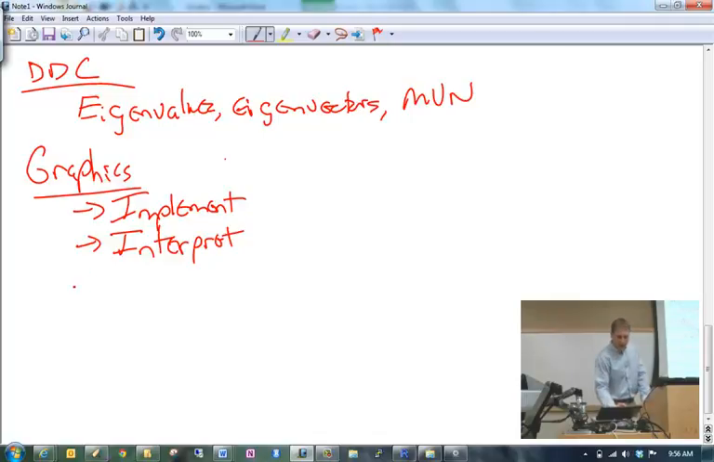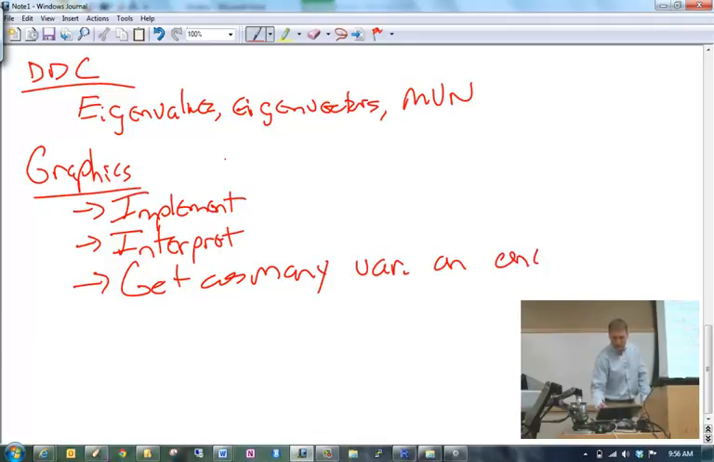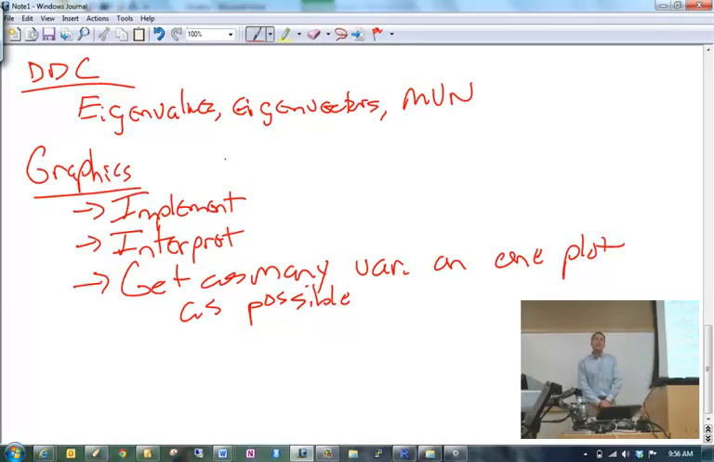A common theme then with the graphics section was to get as many variables on one plot as possible. Because this is a multivariate class, we have lots of variables potentially that we are interested in, and we want to be able to view all those variables, the corresponding data from those variables, graphically. And so we looked at a number of different ways to do this.